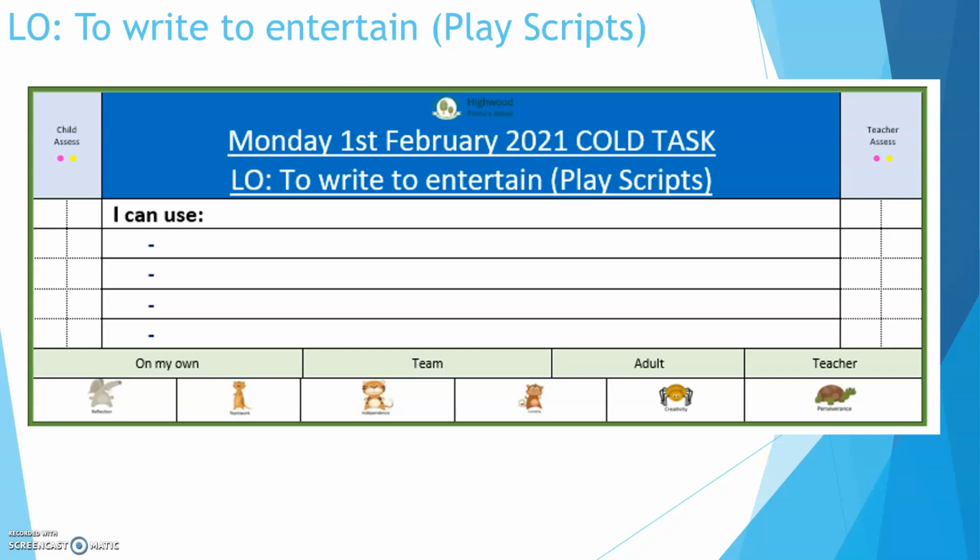But remember, these are success criteria that you are going to try and hit today. So if you don't think something belongs in a play script, don't put it here. If you're not sure how to write something yet, don't put it here as a success criteria. Put in things that you think you can do well and things that should be in a play script for actors to do their lines from.